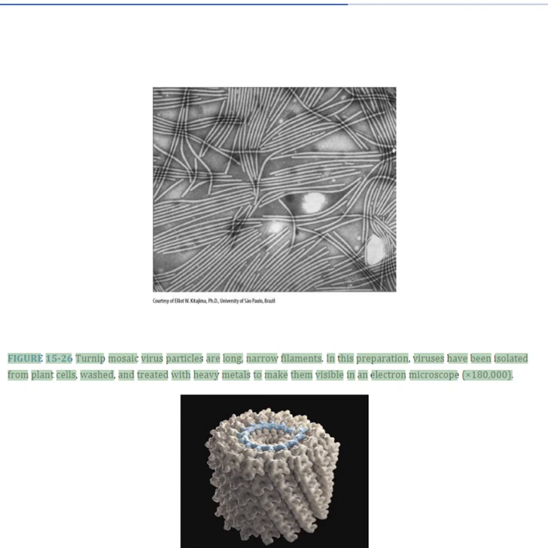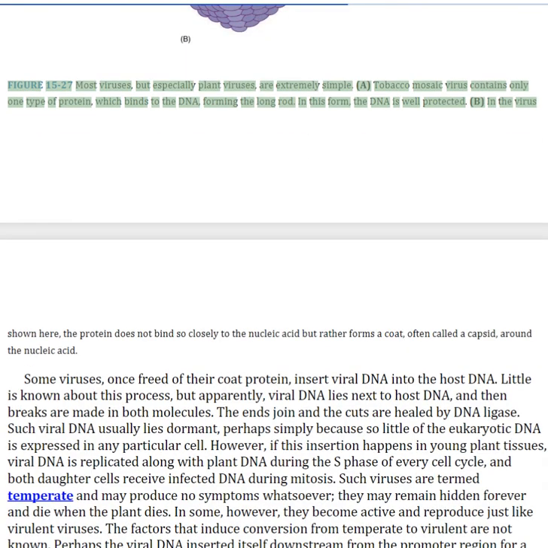Figure 15.26. Turnip mosaic virus particles are long, narrow filaments. In this preparation, viruses have been isolated from plant cells, washed, and treated with heavy metals to make them visible in an electron microscope.